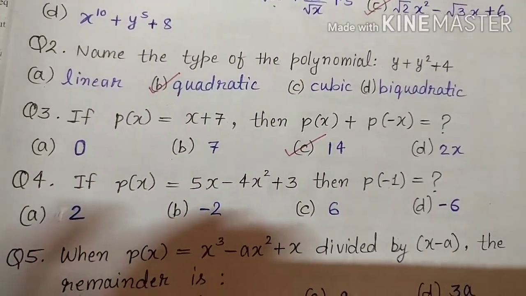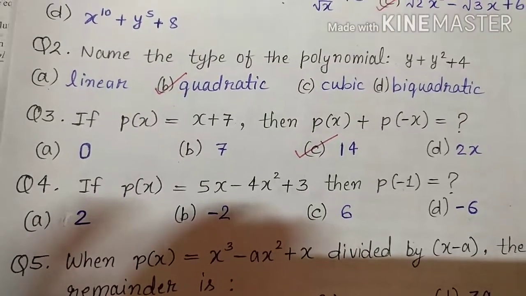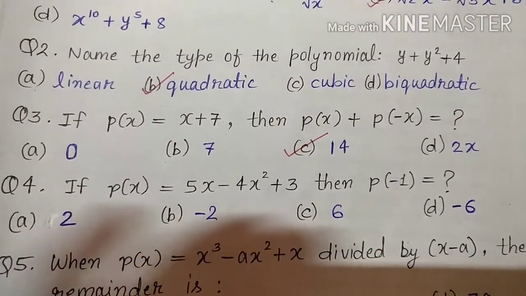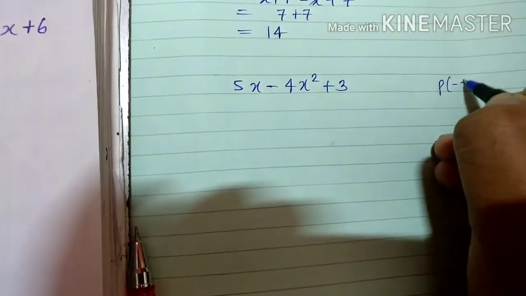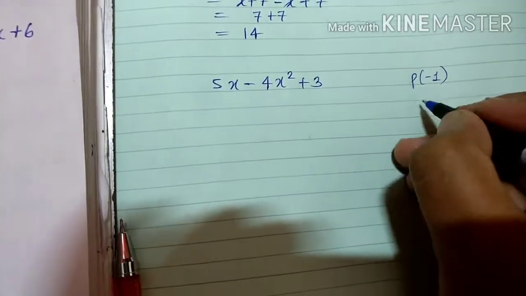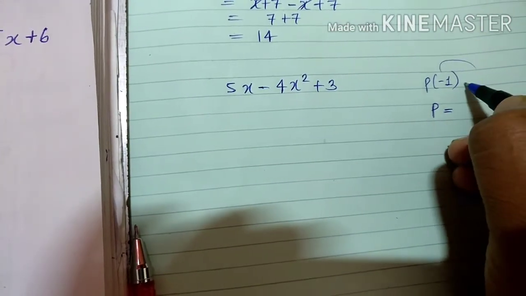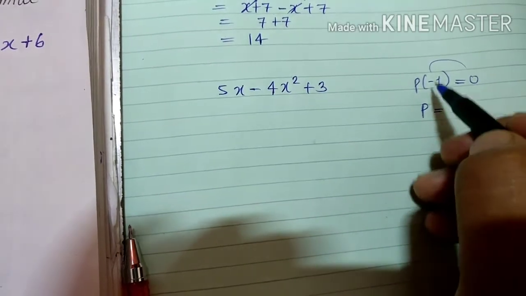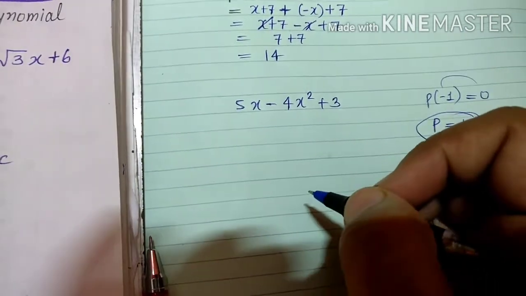So first we will write this equation. What is that equation? 5x minus 4x square plus 3. Okay, and what are they saying? Find the value of p(-1). Okay, this one. So if we move this to the right hand side, what will happen? p minus 1 equal to 0 we can write, so it will become p equals 1, na?